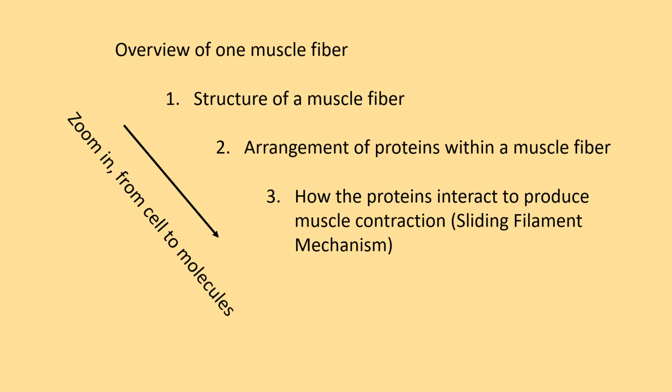And here's how we're going to zoom in, and I don't mean the video conference platform. I mean zoom in to go from more of a macroscopic to a microscopic view of what's happening with skeletal muscle cells. So we'll talk about the basic structure of a single muscle cell, a single muscle fiber, and we'll look inside that muscle cell to examine the arrangement of proteins in those myofibrils. And then we'll look at those individual proteins to see how they interact with each other to cause muscle contraction. And how they cause muscle contraction is known as the sliding filament mechanism.